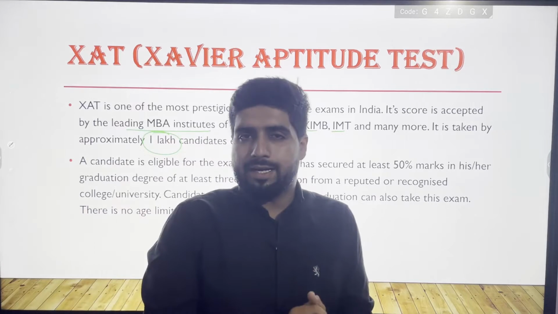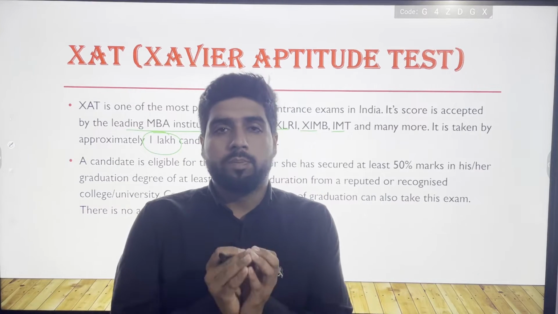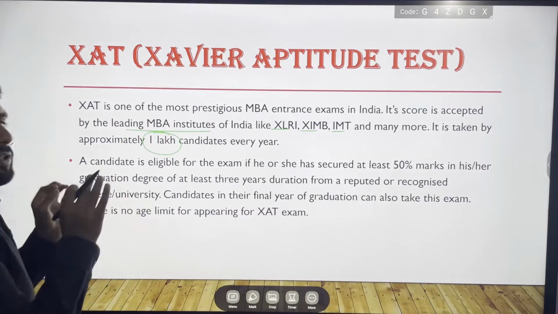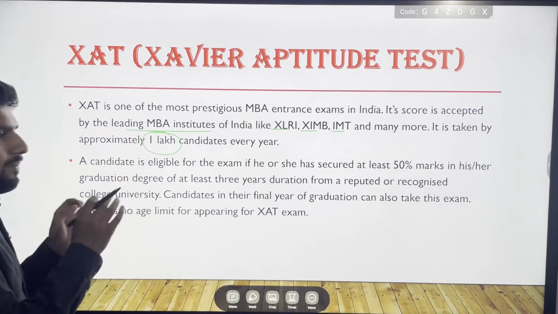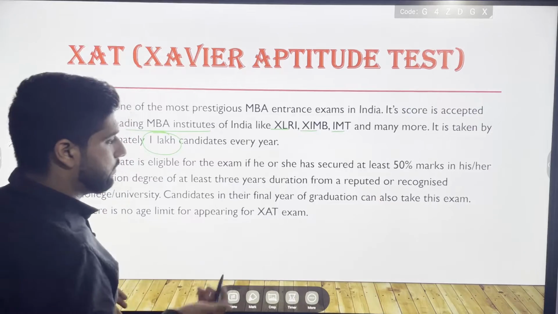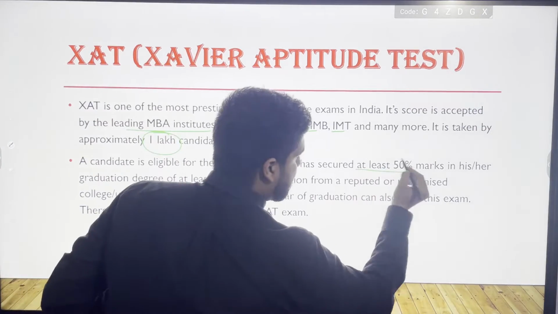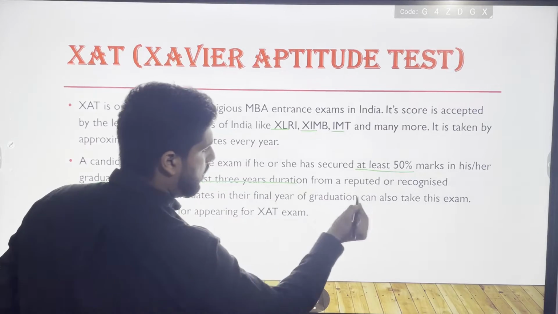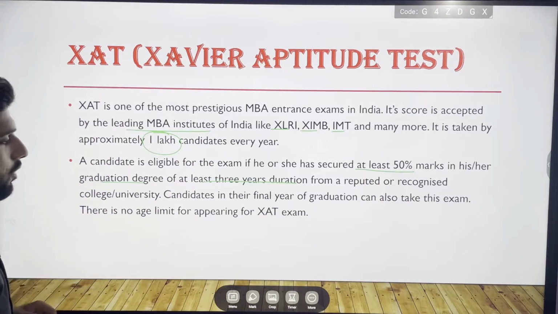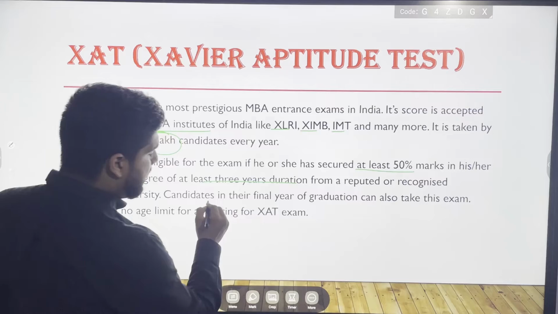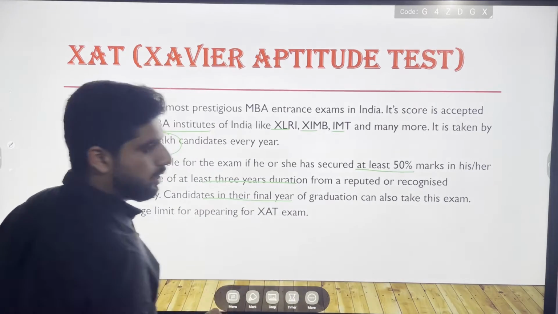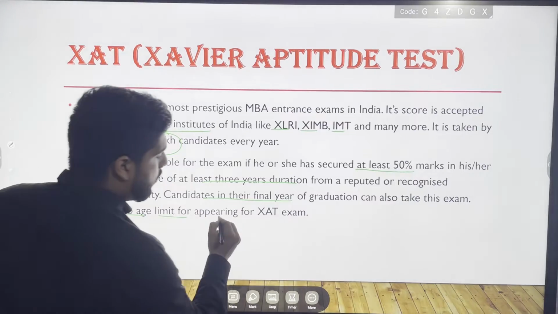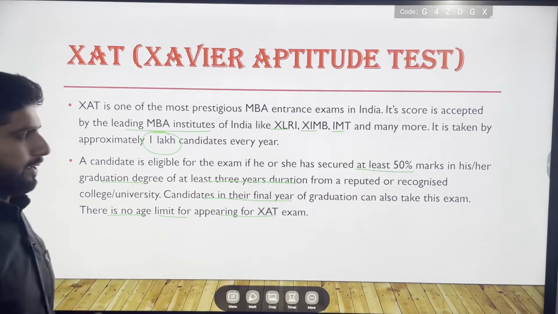So like the CAT exam, XAT का स्कोर भी बहुत सारे और अच्छे B schools accept करते हैं. The eligibility criteria remains the same as the CAT. At least 50% marks in graduation degree of at least 3 years duration from a reputed or recognized college or university, and candidates in the final year of graduation can also take this exam, and there is no age limit for appearing for the XAT exam.